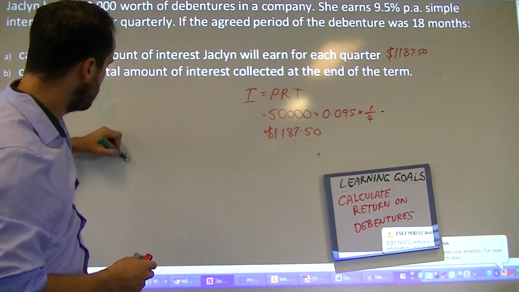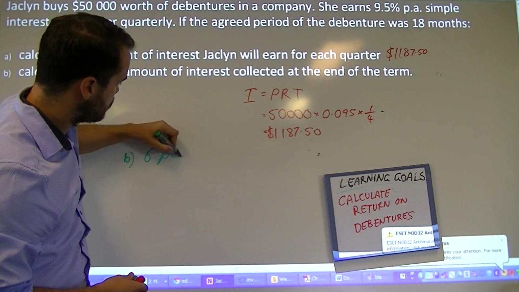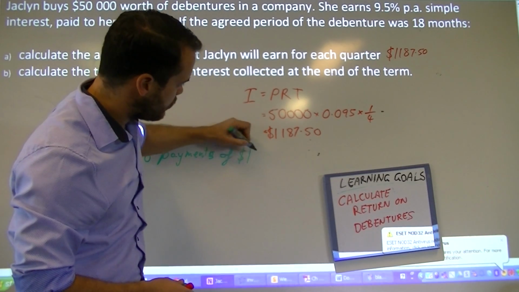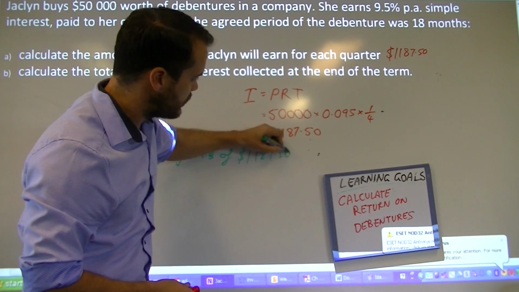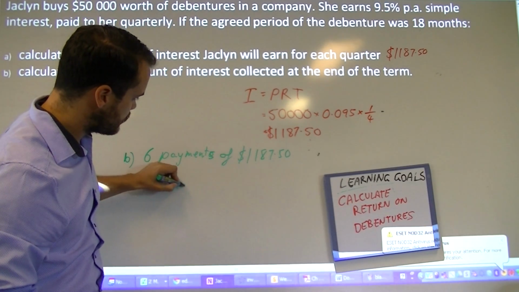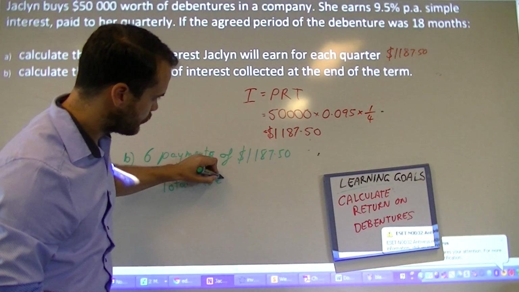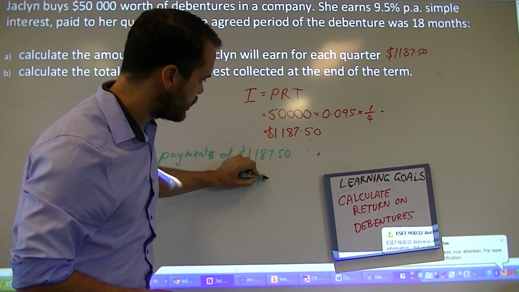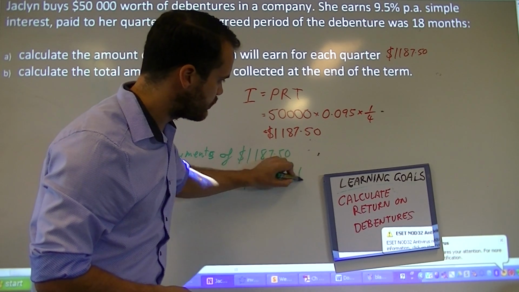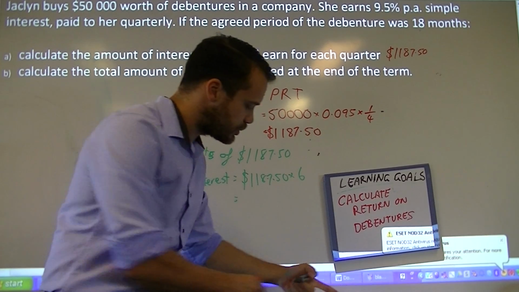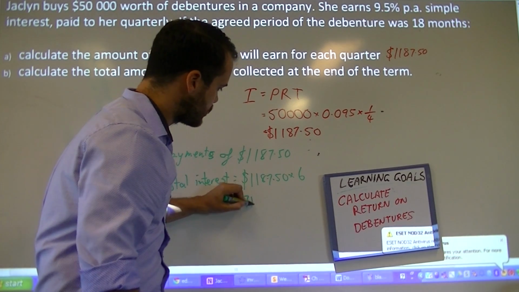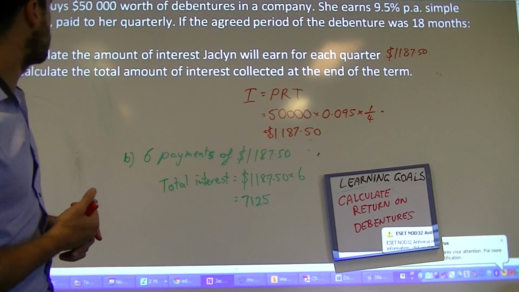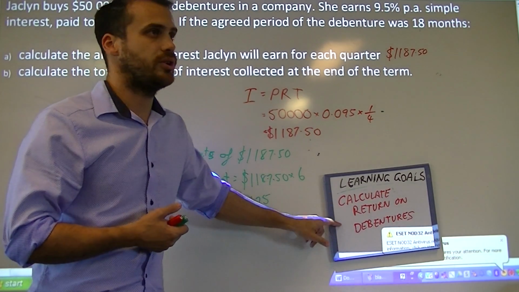This is part B here. 6 payments of $1,187.50. So our total interest is going to be equal to $1,187.50 times 6, which should come to $7,125. That's calculating the return on debentures.